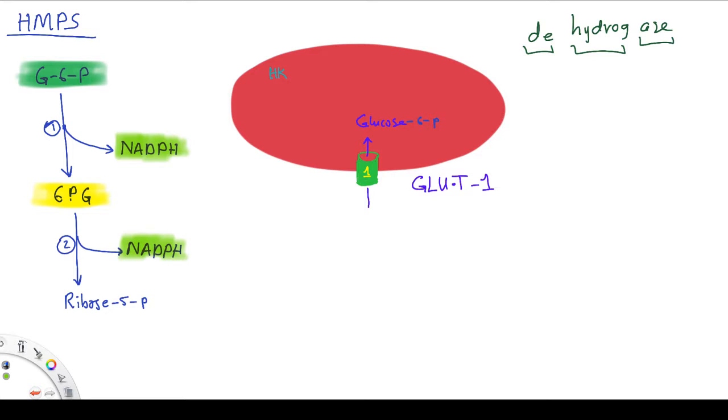This pathway is useful to RBCs. Why? It generates NADPH, and NADPH is a hydrogen ion carrier. So how can we make sense out of this? We no longer need glute. I don't need glute. We need something else now.